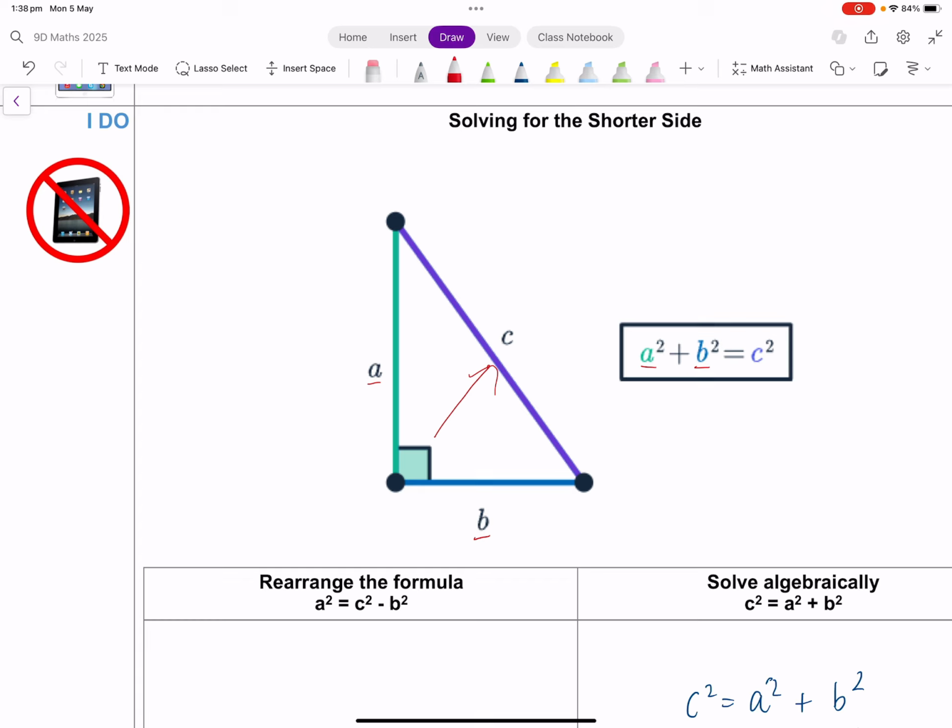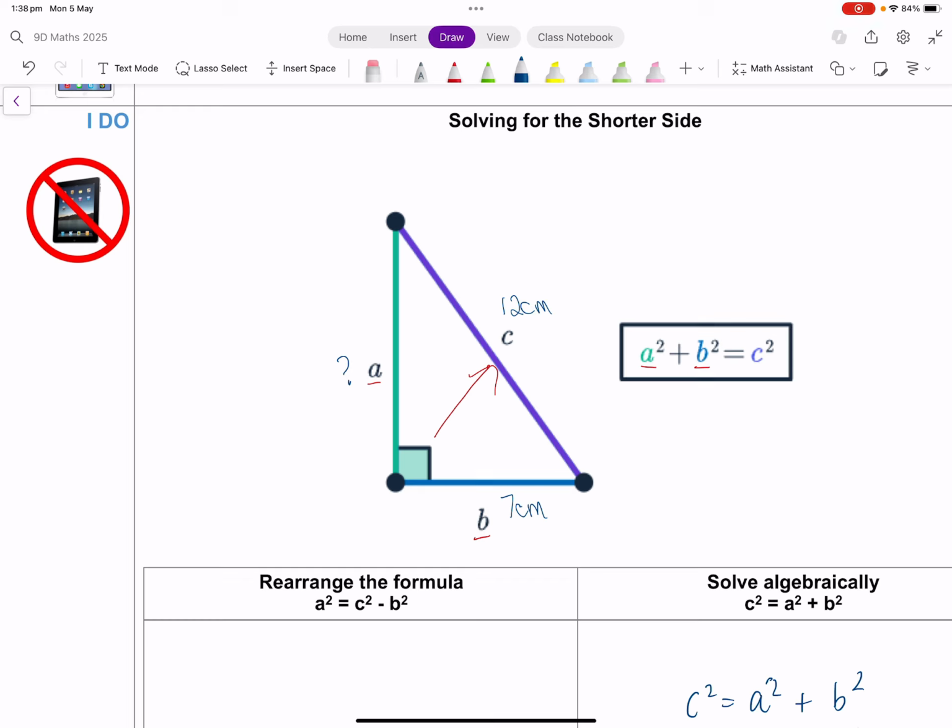So when we're looking for one of our shorter sides, we need to have our longest side and the other short side given to us. So we're going to look at an example where 12 centimeters is our longest side and 7 centimeters is one of our shorter sides. So in this question, we are missing a. That's what we're looking for.